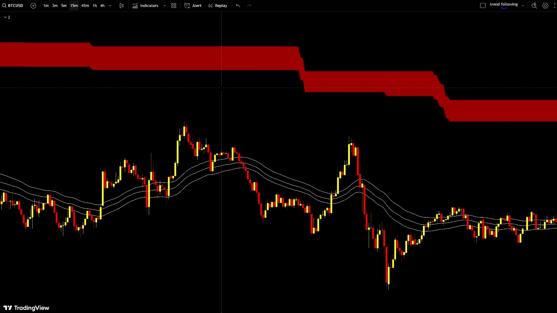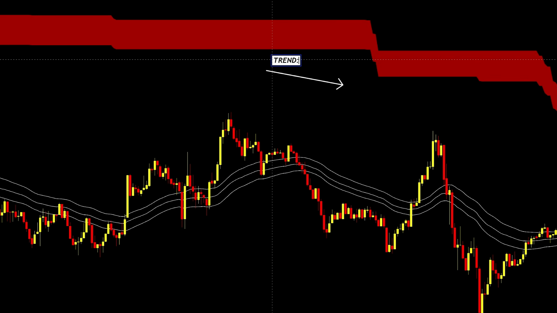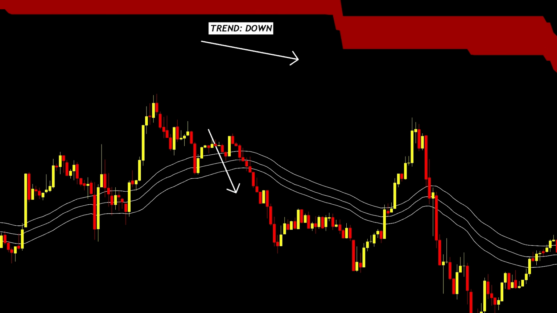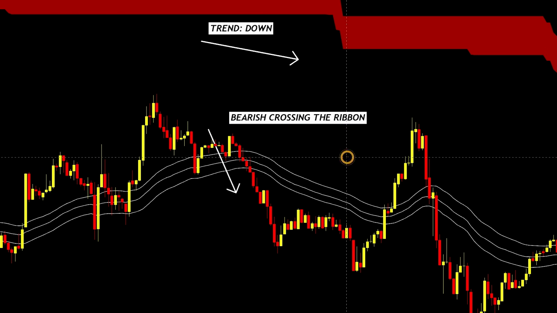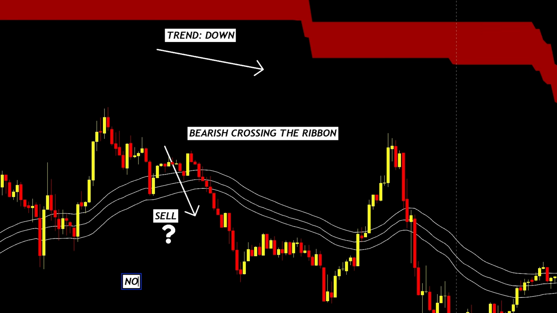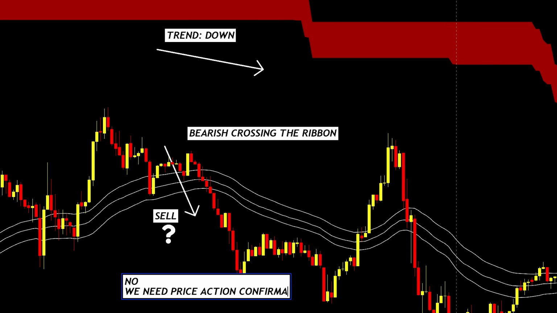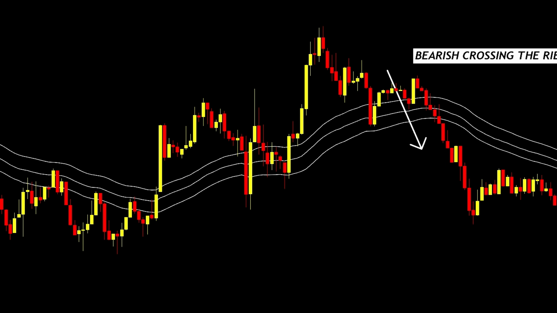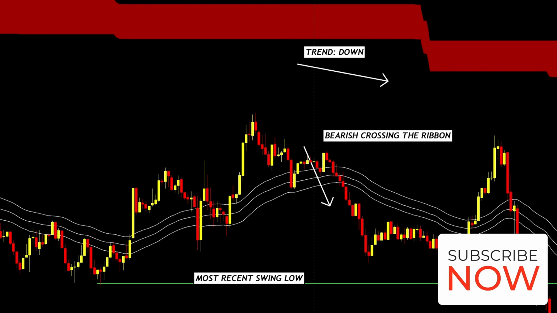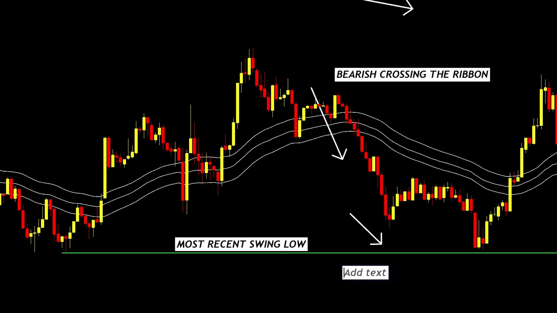Let's keep going. First, the bias. The price action is below the red swing arm band, so the trend is confirmed down. We only look for sell signals. As we move along, the price action crosses the EMA ribbon down. That's our first clue, but it's not the trigger. We must mark the most recent swing low. This area acts like a support. If the price fails to break below the swing low, like it does in this first instance, it means no break, no trade, no entry. We simply wait and move on.